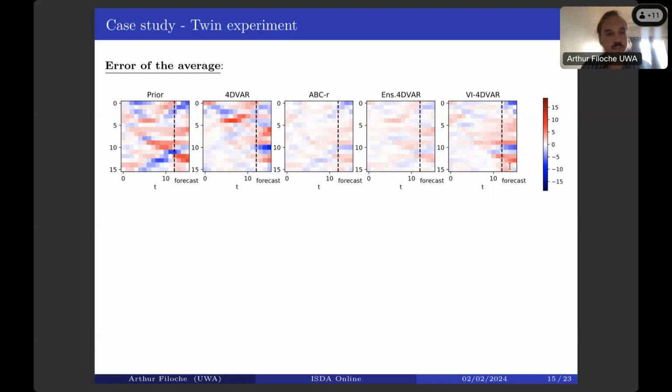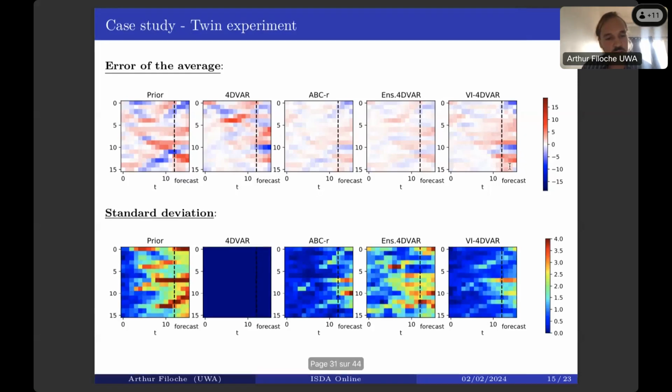and we also see that variational inference 4D-Var starts struggling in forecast mode. Now, if we look at the standard deviation, it's interesting to see that variational inference 4D-Var kind of produces the same pattern as ABC rejection sampling, and also in the forecast zone is kind of assessing high variance where the errors are high, which is kind of satisfying.